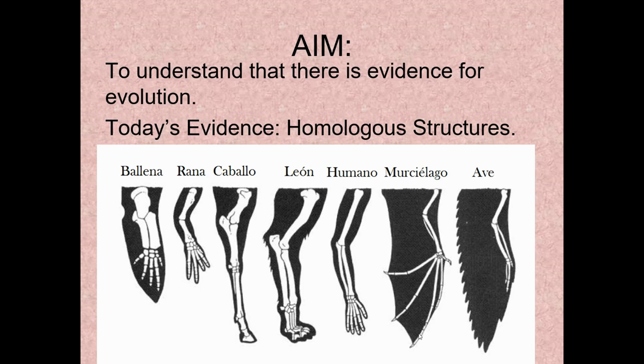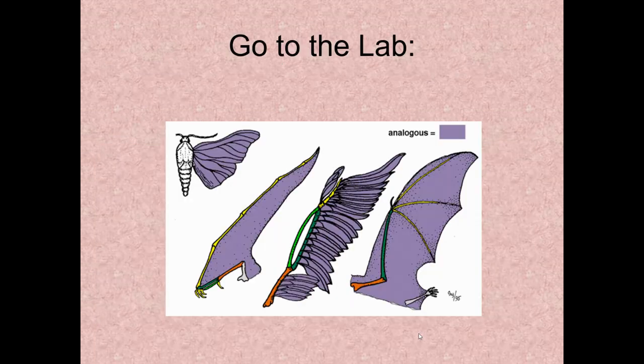So this is known as homologous structures. All these labels are in Spanish, by the way. But if you look at all these appendages, whether it is a whale flipper, an alligator leg, a horse's leg, a lion's leg, a human arm, a bat wing, or a bird wing, all the bones in these structures are the same. And that's what the lab is going to be looking at today.